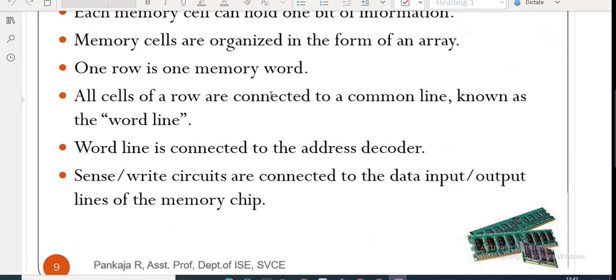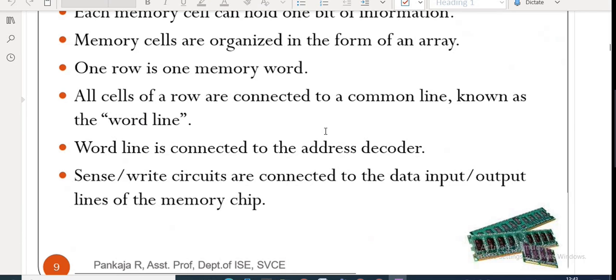We are already familiar with what a word is. Yes, no? What is a word? A set of bytes. Depending on which computer system you are going to use, whether it is 32-bit or 64-bit, accordingly you can specify the word length. Here we are just discussing a 32-bit word length. So you will have 32 cells organized in each row to form a word. Like that, the memory can have a number of words.